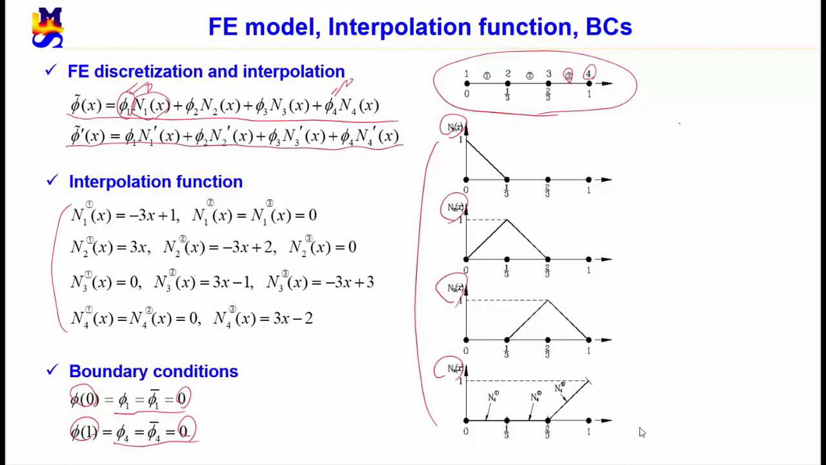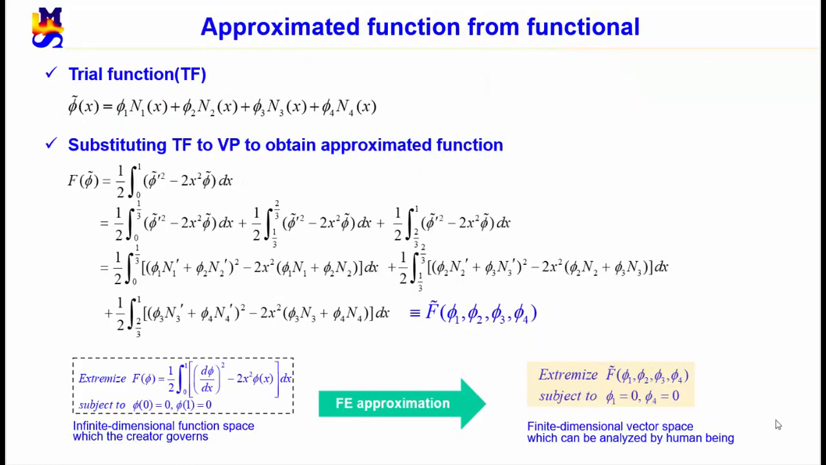However, we won't plug this condition into the trial function at this moment. We will impose them on the finite element equations derived for the four nodal values just before solving the finite element equations. Substituting this trial function into this functional, we obtain a new approximated function F tilde, which is a function of phi 1, phi 2, phi 3, and phi 4.